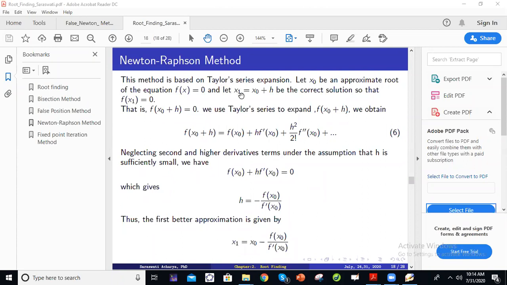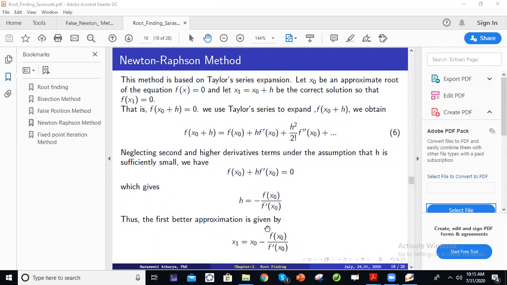x1 is our correct solution. Okay, what is x1? x1 equals to x0 plus h. Initially we know x0, we just need to find h. What is h? See here, f of x0 plus h times f dash x0 equals to 0. This we have, which we broke from equation 6. Which gives what is h? h equals to minus f of x0 over f dash x0.